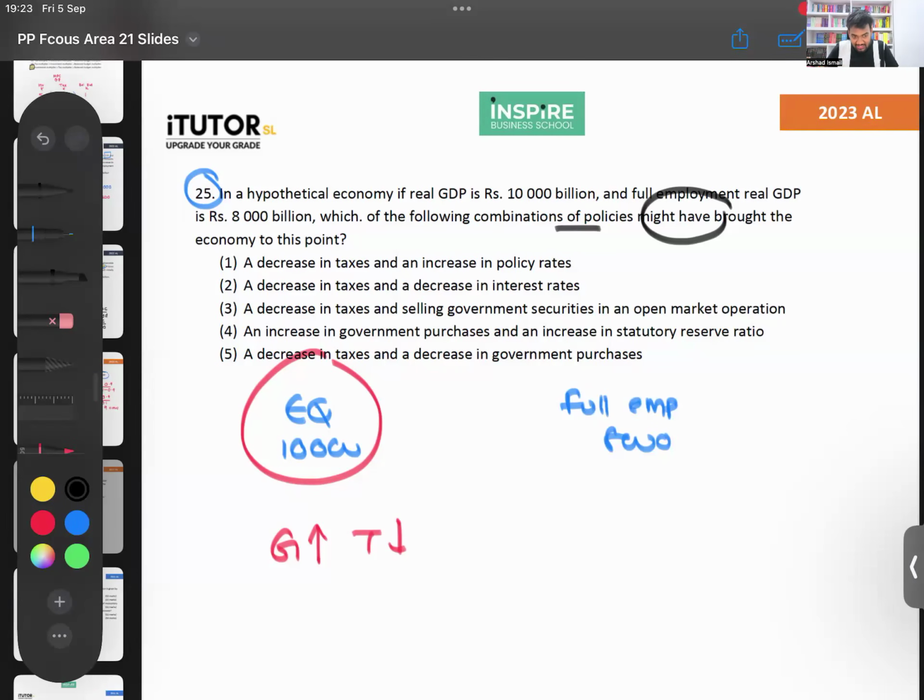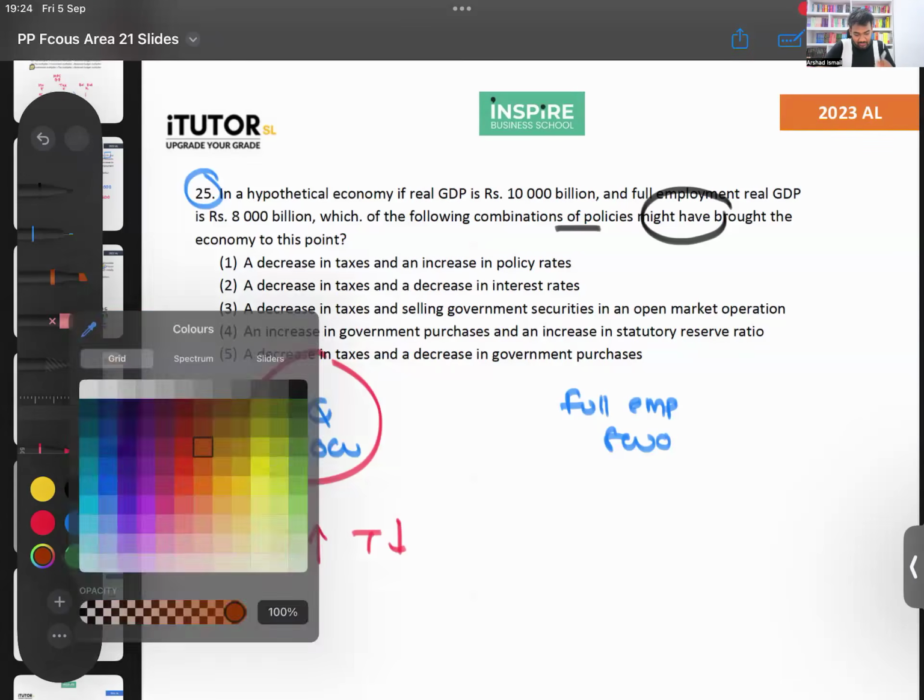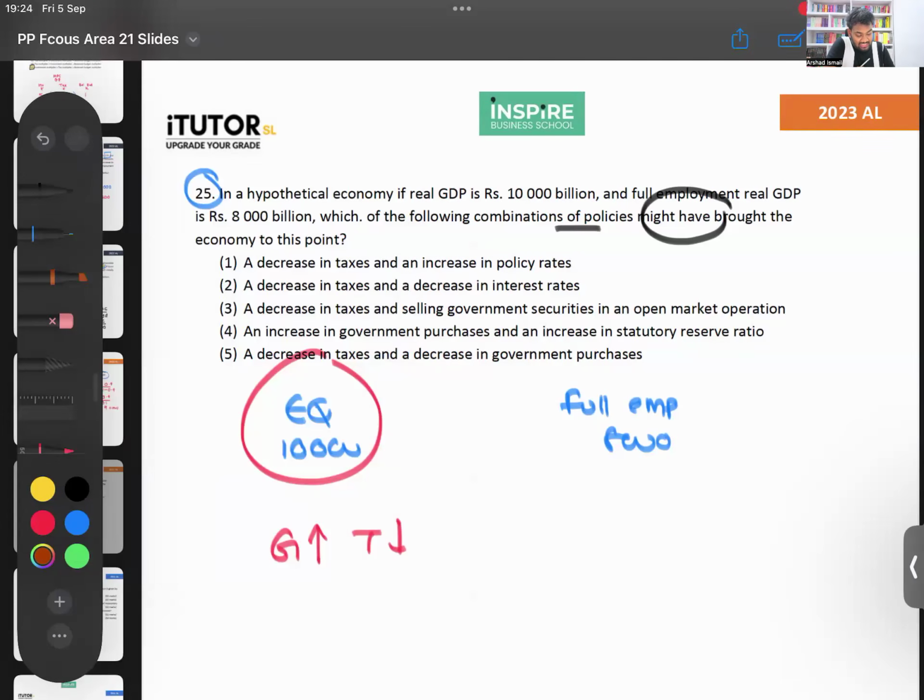So see if there is an answer that goes in line with that. A decrease in tax and increase in policy rates. Now, policy rates is a monetary policy. So if you increase the policy rate, then the economy will come down. You will contract. So you have expanded. A decrease in taxes and a decrease in interest rates, that could be your answer.